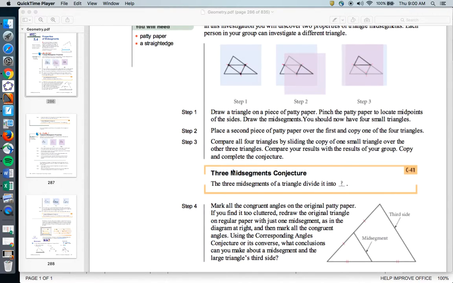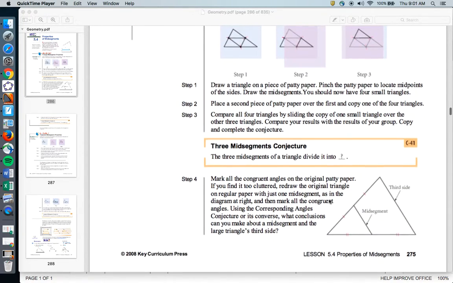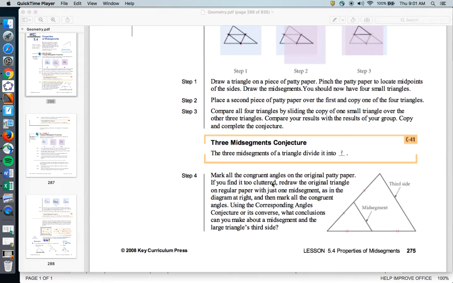First conjecture here, the three midsegments conjecture, the TMC. If you take three midsegments of a triangle, what happens? You can look here. Might not be clear, but you've actually got four congruent triangles here. So these are all congruent. They're oriented the same way. And then this is congruent to all those as well. So what can we say with this TMC? The three midsegments of a triangle divide it into four congruent triangles. They're congruent to each other, obviously not congruent to the original. So let's write that up.